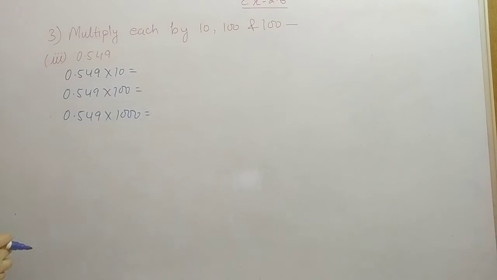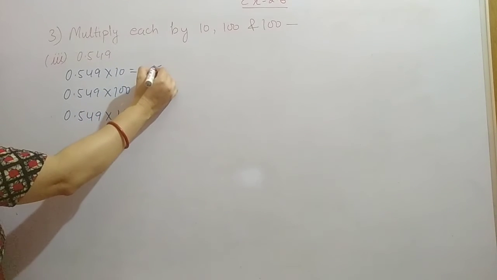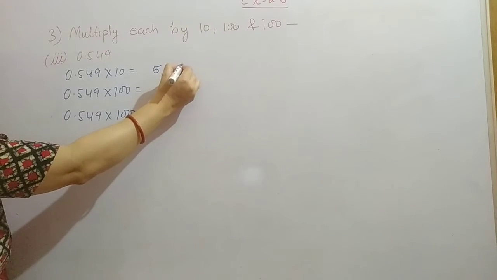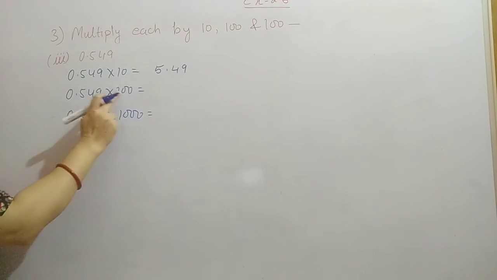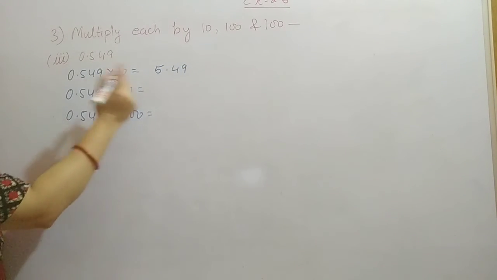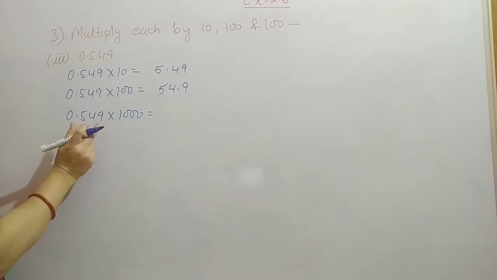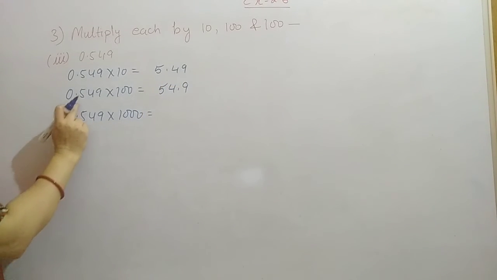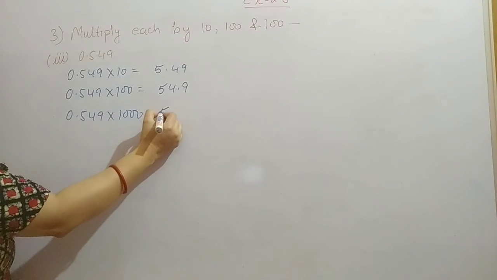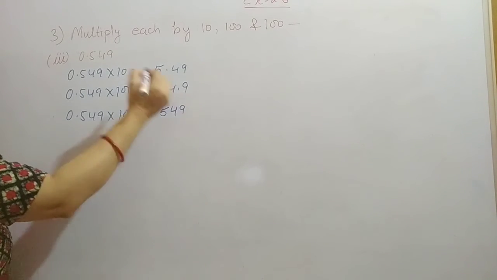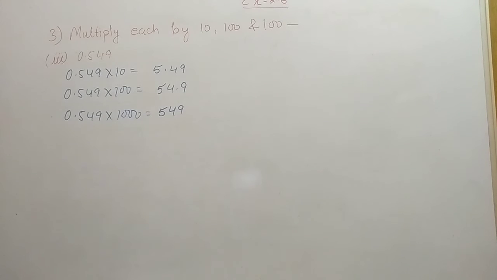Third part 0.549. When we will multiply with 10, it will shift one place right side. So it will become 5.49. Multiply by 100 means 2 place right side. 54.9. By 1000 means 3 place. It will come after 9. So 549. 0.0 is not necessary to mention here.